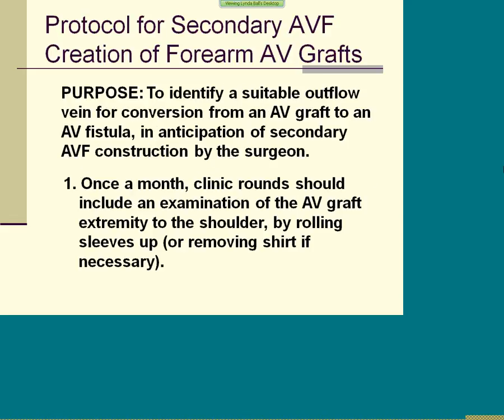So I want to review the protocol called Sleeves Up. It's to identify a suitable outflow vein for conversion from a graft to a fistula. We don't call it a new fistula, we call it a secondary fistula, because when it's time to do the cannulation, we don't have to start with a 17-gauge needle and work our way up. As we go through this protocol, I think you'll understand why.